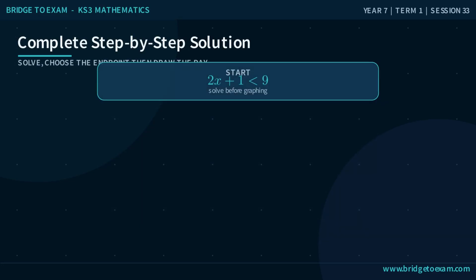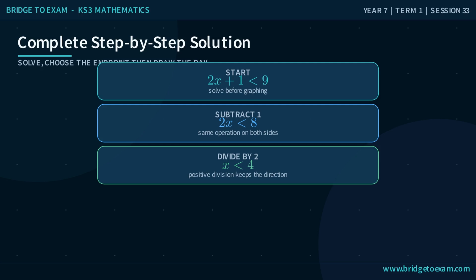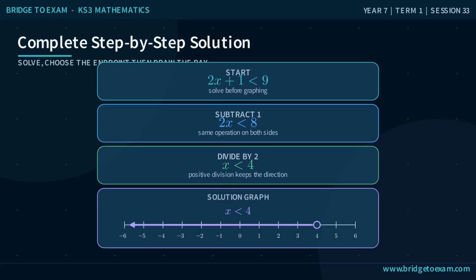Complete example. Solve 2x plus 1 is less than 9, then graph the solution. Subtract 1 from both sides to get 2x is less than 8. Divide both sides by 2. The inequality stays in the same direction, giving x less than 4. Graph an open circle at 4 and an arrow to the left. 4 is excluded, while values such as 3 are included.